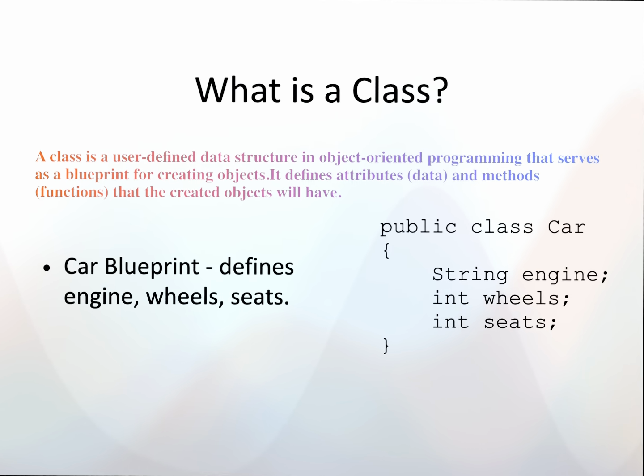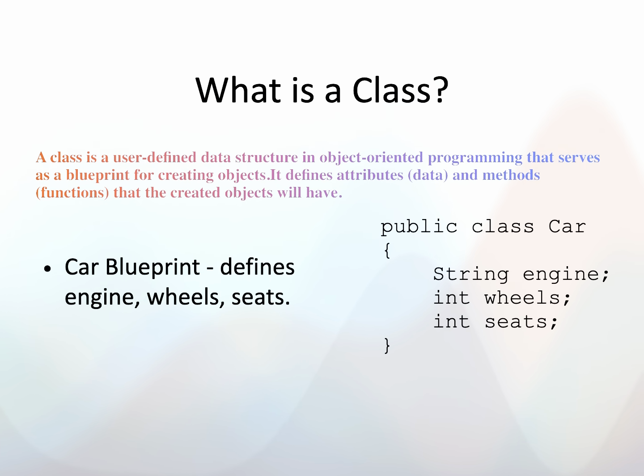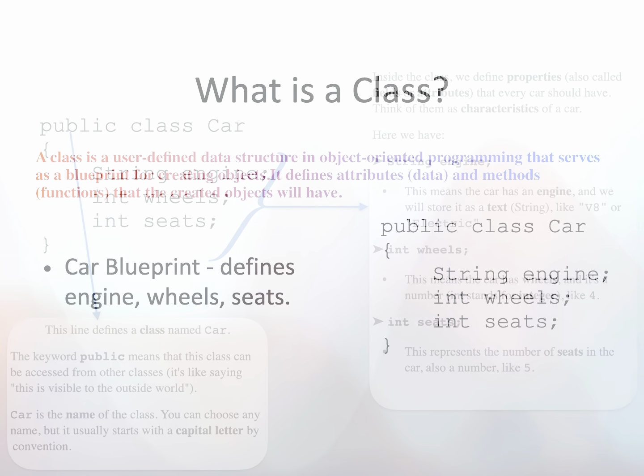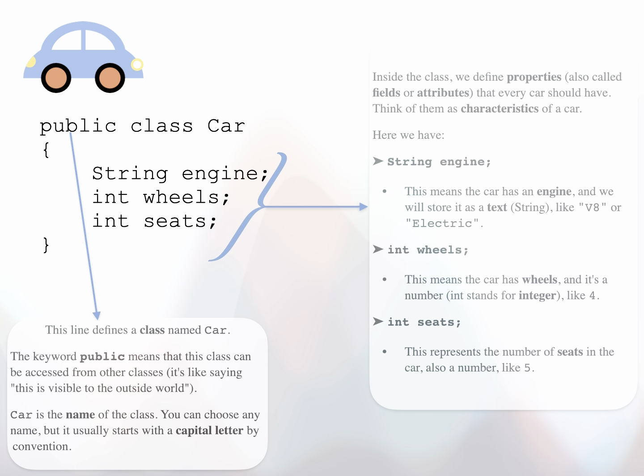So, what is a class? Imagine a class as a blueprint, like the plan for building a car. You're not driving the blueprint, right? You build the car from it. Here's the sample class, we'll break it down. This is our car blueprint. It defines what every car should have: an engine, wheels, and seats. Simple, right? Okay, let's break it down a bit more.